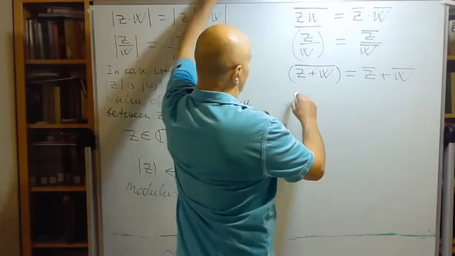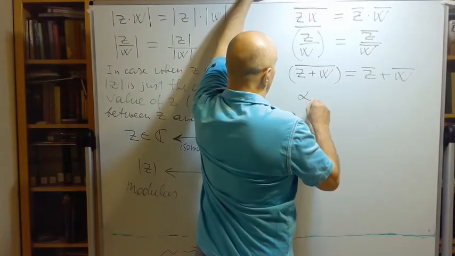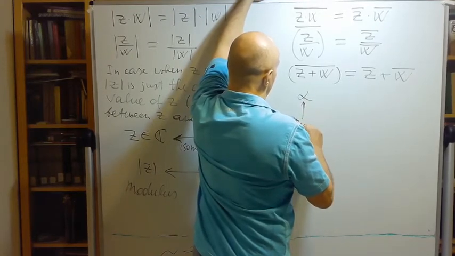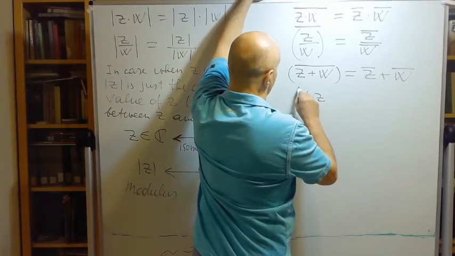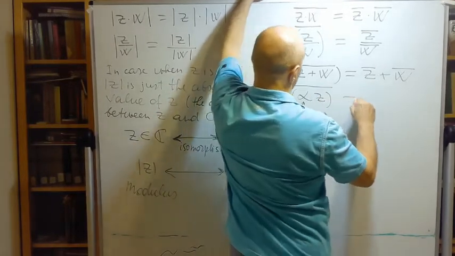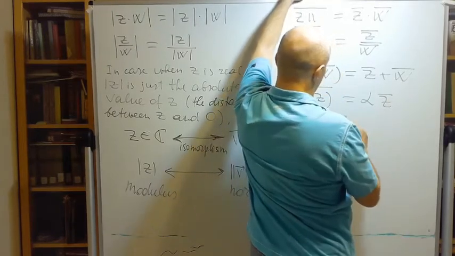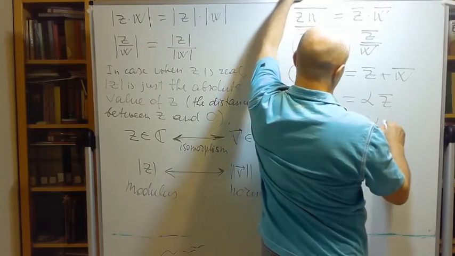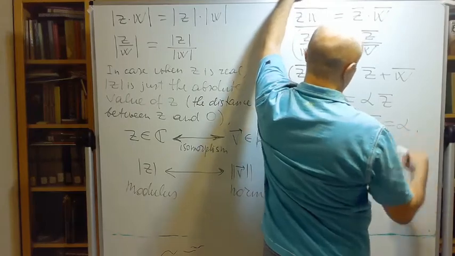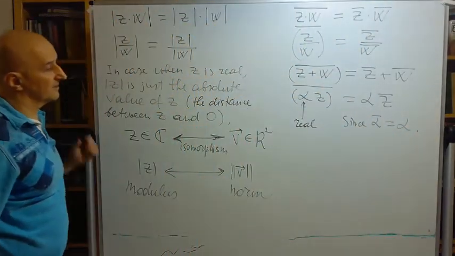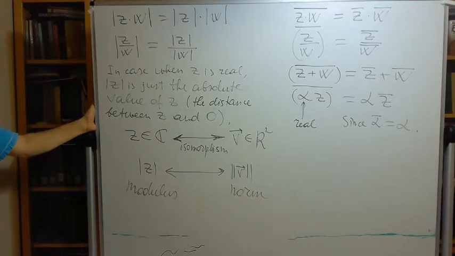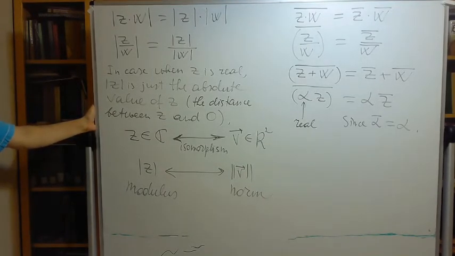Sometimes people consider separately multiplication by real numbers. If you have a real number alpha, then alpha multiplied by z, conjugated, will of course be the same as alpha multiplied by z conjugate, since alpha conjugate is equal to alpha, right? We can prove some of these properties. They are very, very straightforward.